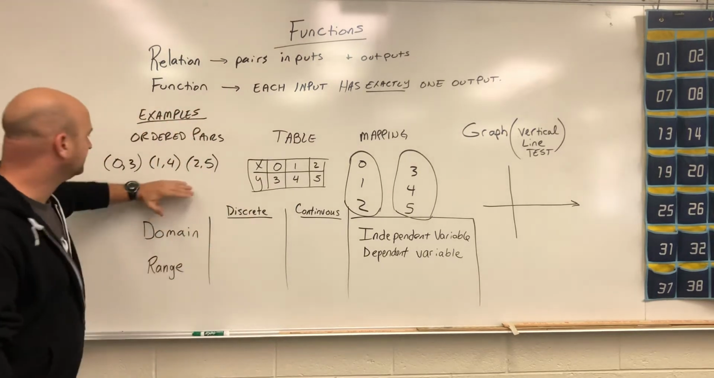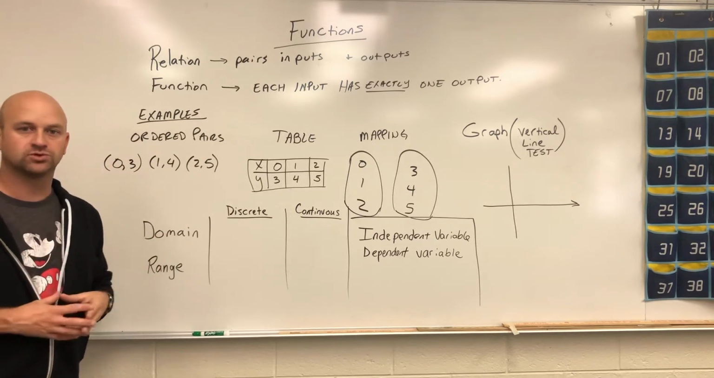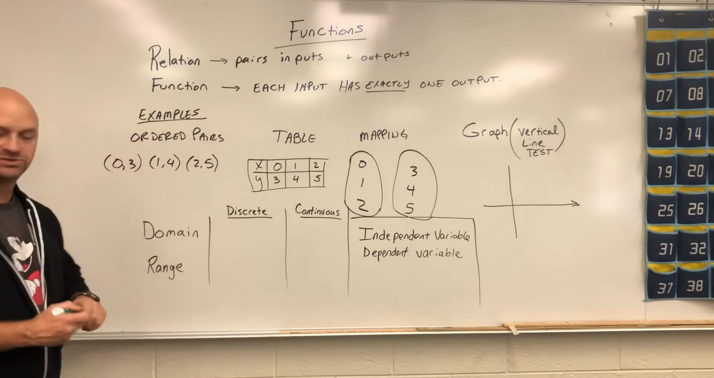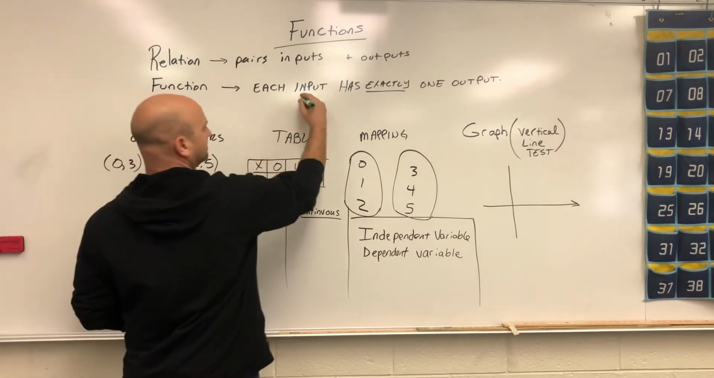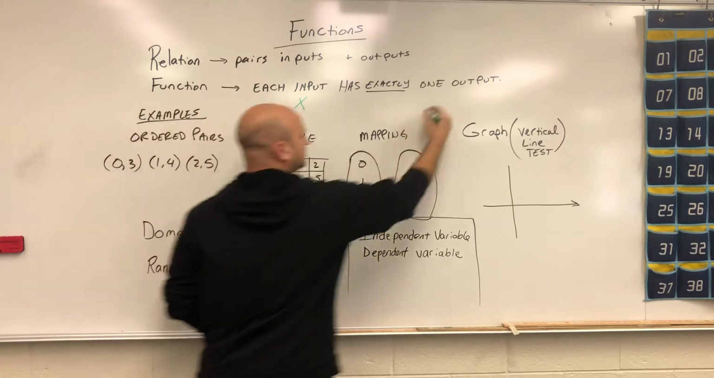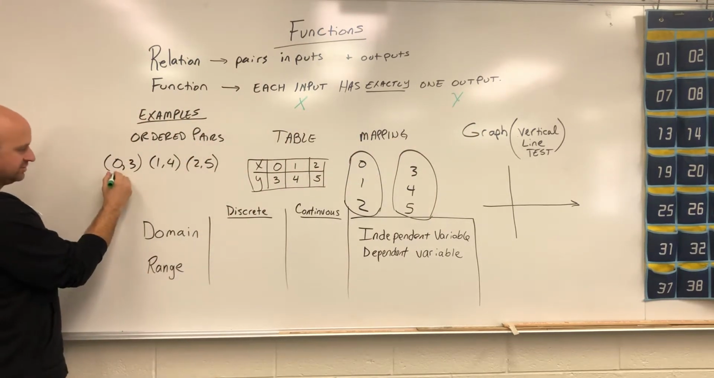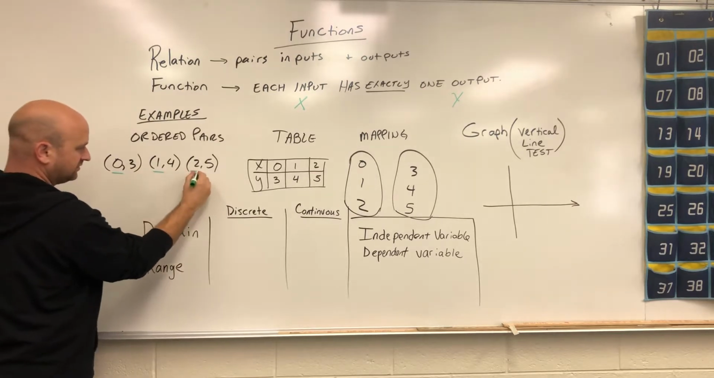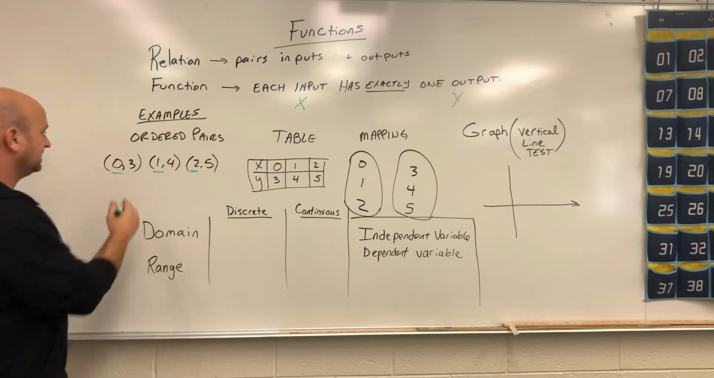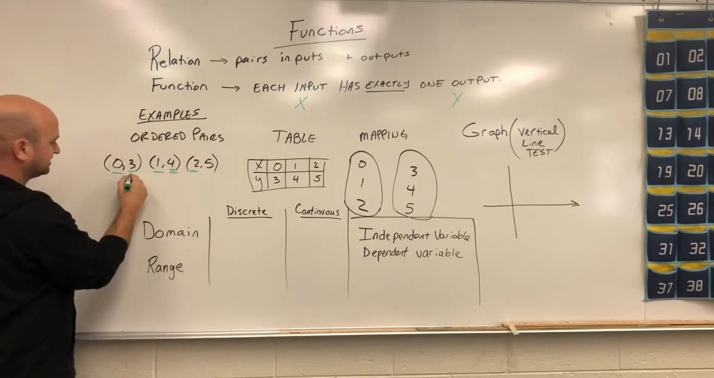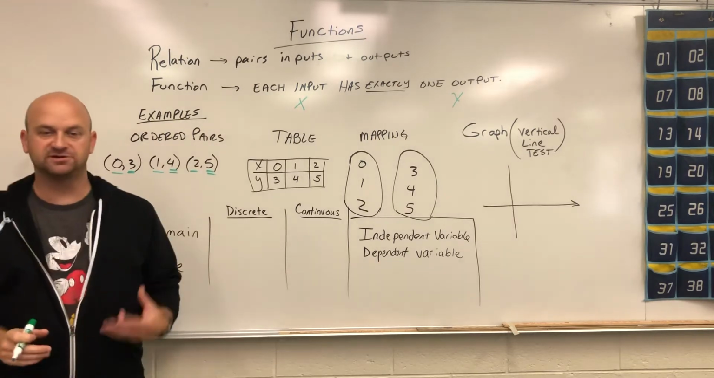Okay. Now here are 4 examples of how to determine functions. One is through ordered pairs. You may be given a list of coordinates or ordered pairs, and what we want to do is compare the inputs. Now the inputs are the x values and the outputs are the y values. So if we look here, we have the inputs of 0, 1, and 2, and we see that for each of those, they each have one specific output. So this would be an example of a function.